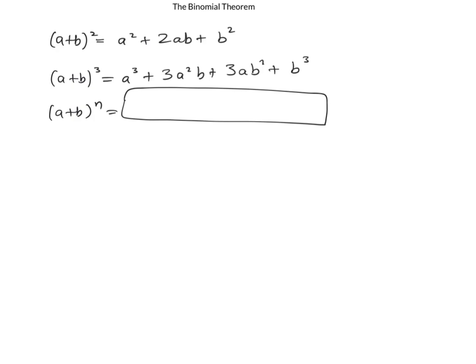So this lesson is about the binomial theorem. Binomial, of course, is a polynomial with two terms. We already know how to do a binomial square, which is a squared plus 2ab plus b squared. We also know how to do a binomial cube, a cubed plus 3a squared b plus 3ab squared plus b cubed. The question is, can I do a plus b to the n?